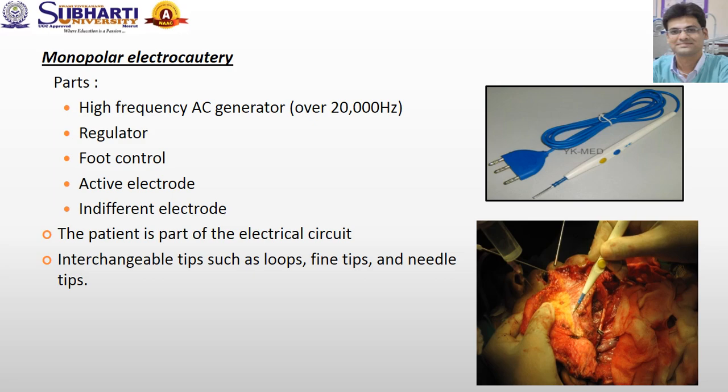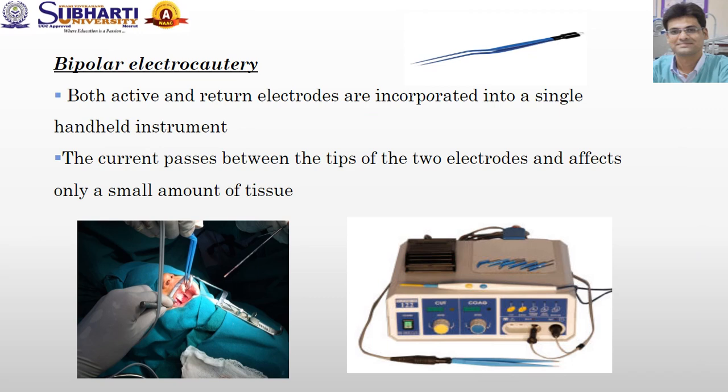In bipolar electrocautery, both active and return electrodes are incorporated into a single hand-held instrument. It does not have an indifferent electrode. The current passes between the tips of these two electrodes and affects a small amount of the tissue. So when the two tips of this bipolar electrocautery come in contact, they produce a current at the localized site.